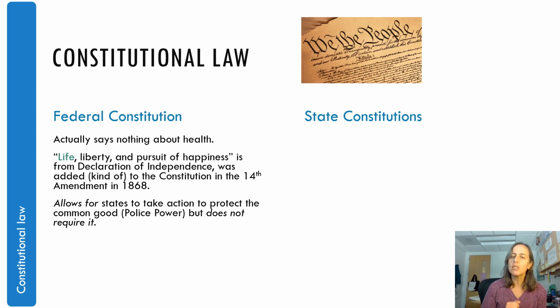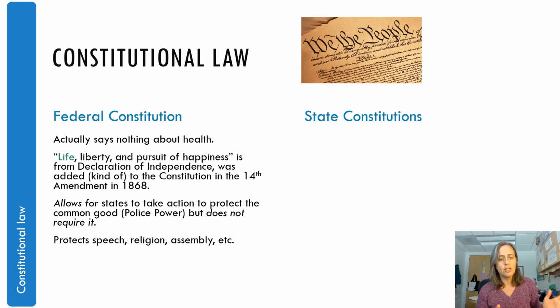But what's also interesting about the Constitution is, though it says states can do things and they do have power over their citizens in order to protect the common good, they are not required to do any of those things for the common good. So that's kind of interesting when you think about the precedent set by law. So as I mentioned, right, it protects freedom of speech, religion, peaceable assembly, right to bear arms, right? All those things are in the amendments to the Constitution.